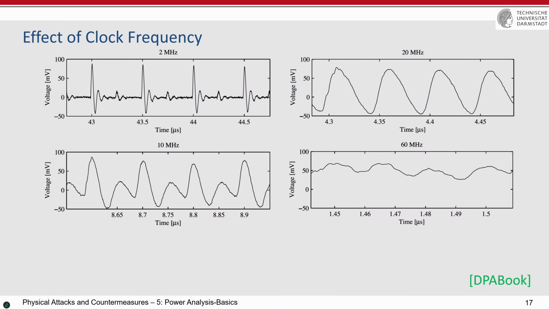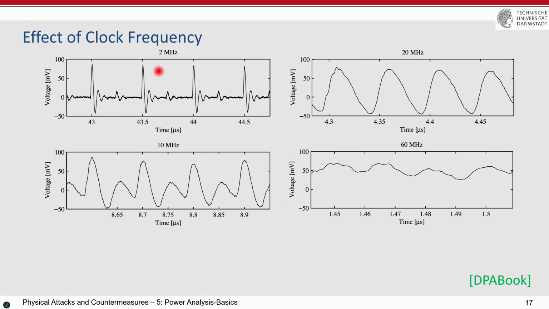What is the effect of the clock frequency on power consumption traces? If the clock frequency is 2 megahertz, this is one example, you see the power traces for every clock cycle, and this is the negative edge of the clock, and you see this bump, because of the low pass filter, which slowly changes, goes up and down and so on. Because, as I said, the power consumption traces are low pass filtered.